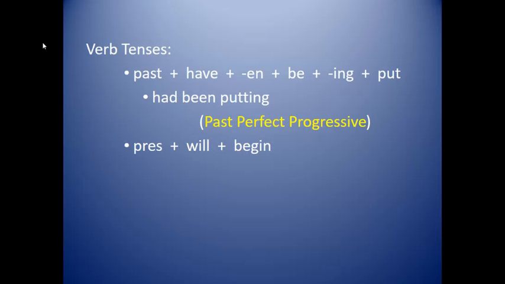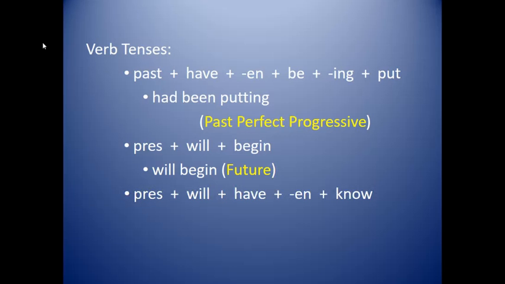The present of will plus begin is what we sometimes call the future tense, and that gives us will begin. We're also going to refer to this as the emphatic mood. But we could say will begin because it sounds very futuristic. It hasn't happened yet, and so therefore we will begin, and we call that the future, even though really it's the present of the verb will. And I could say the present of will plus have plus en plus know gives us will have known.